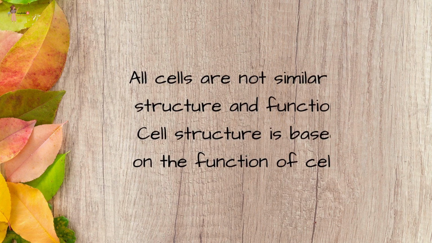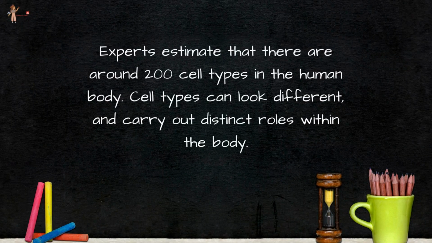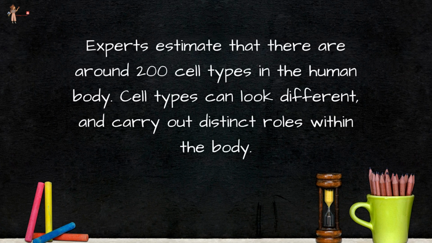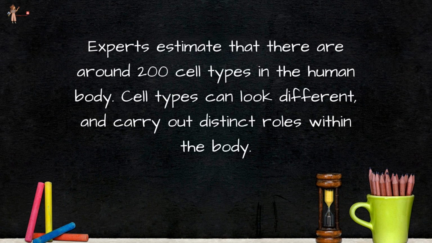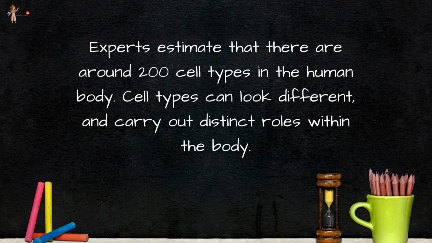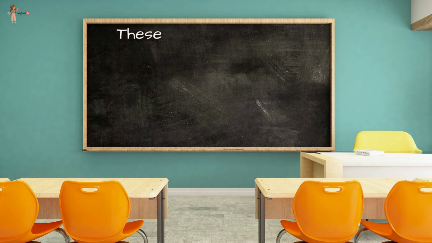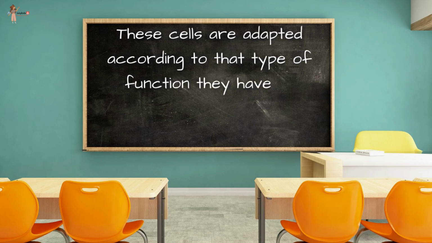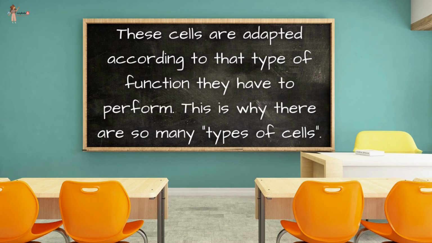You would note that all cells are not similar in structure and function. Cell structure is based on the function of the cell. Also, experts estimate that there are around 200 cell types in the human body. Cell types can look different and carry out distinct roles within the body. These cells are adapted according to the type of function they have to perform. This is why there are so many types of cells.